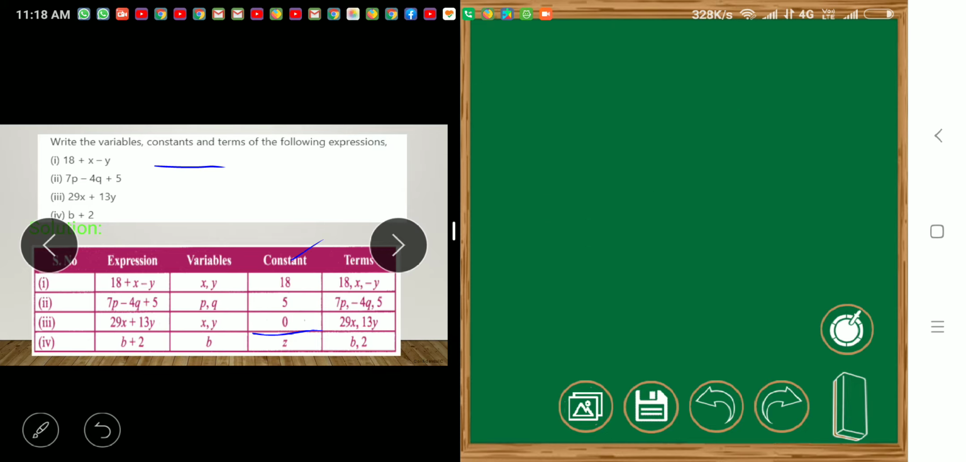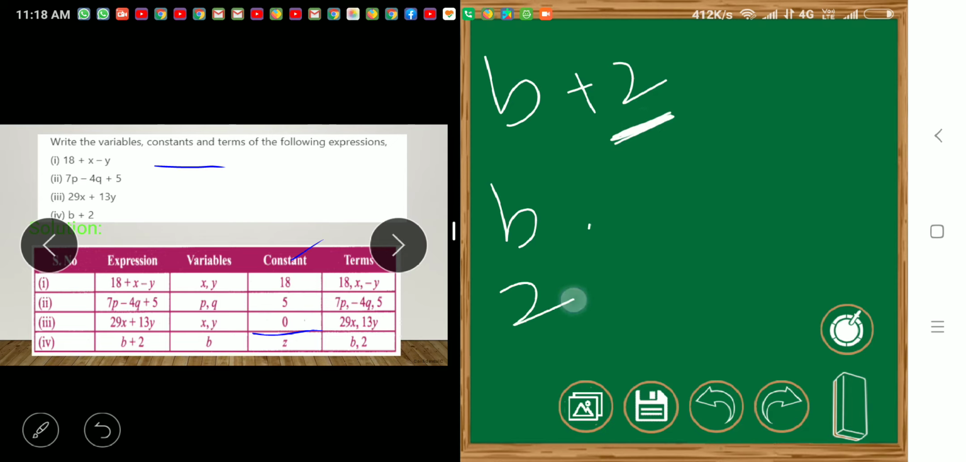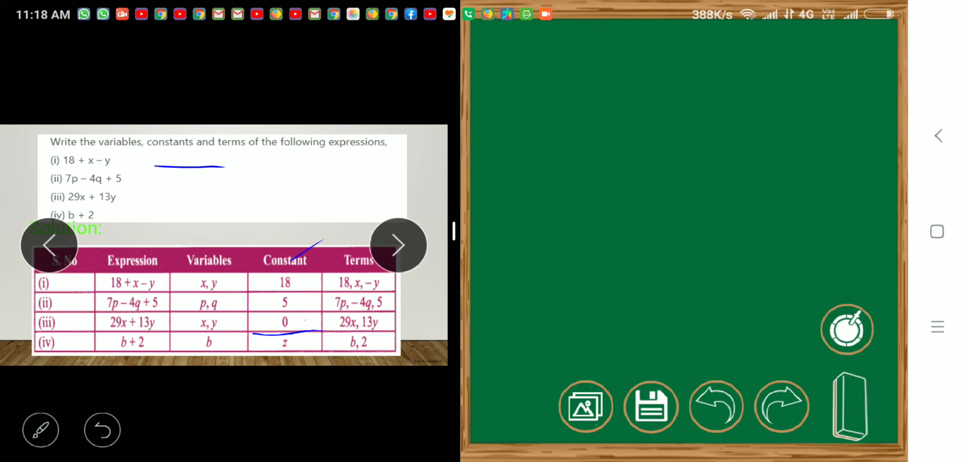The last question, b plus 2. What is the variable here? Only b is the variable. What is the constant here? We can write the constant. This is only the number. So it is 2. And what are the terms we have? b is one term and 2 is another term. In this way we can write.